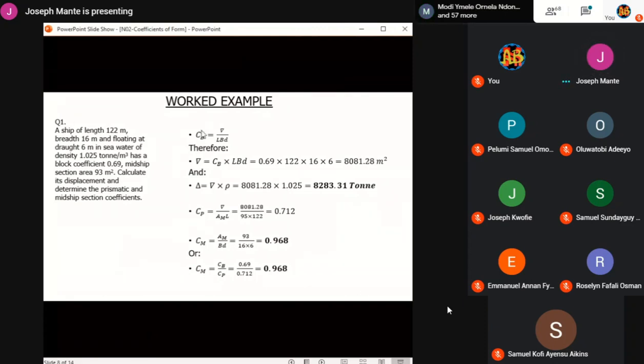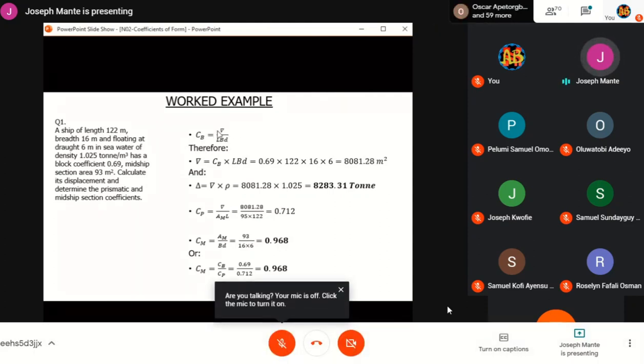So with this, you see, we have CB equals the volume displacement over length times breadth times depth. So when you change the subject here, you multiply CB times this and you will get the volume displacement. For the parameters, we already have CB. We already have length, breadth, and depth. So you can calculate the volume displacement. Then when you get the volume displacement, you can go and calculate the displacement.